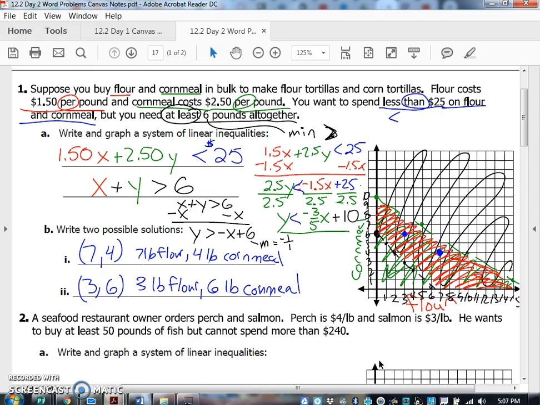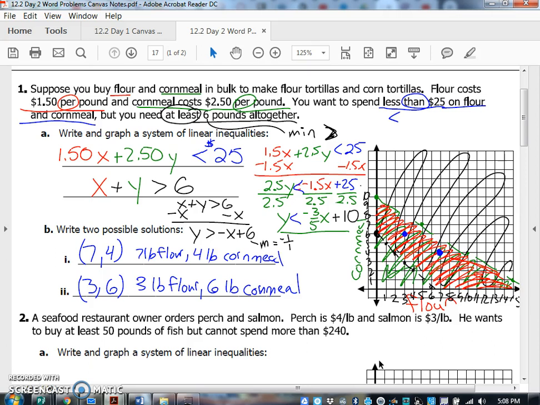And that's how I would do this first problem. There are a number of different solutions within that red area. If you'll notice, 7 pounds of flour, 4 pounds of cornmeal, that would be a total of 11 pounds, which is greater than 6. 3 pounds of flour, 6 pounds of cornmeal would be greater than 6 pounds. But here's the interesting thing.